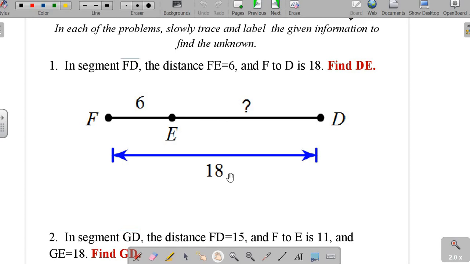So here we have a segment FD. The minute I read segment FD, my finger is simply tracing from here to here, FD. See the little finger? Your finger should physically trace it. The distance F to E is 6. So for distances, I'm going to do a little bracket, and I retrace the number. That tells my brain that that distance is 6. Follow along, please.